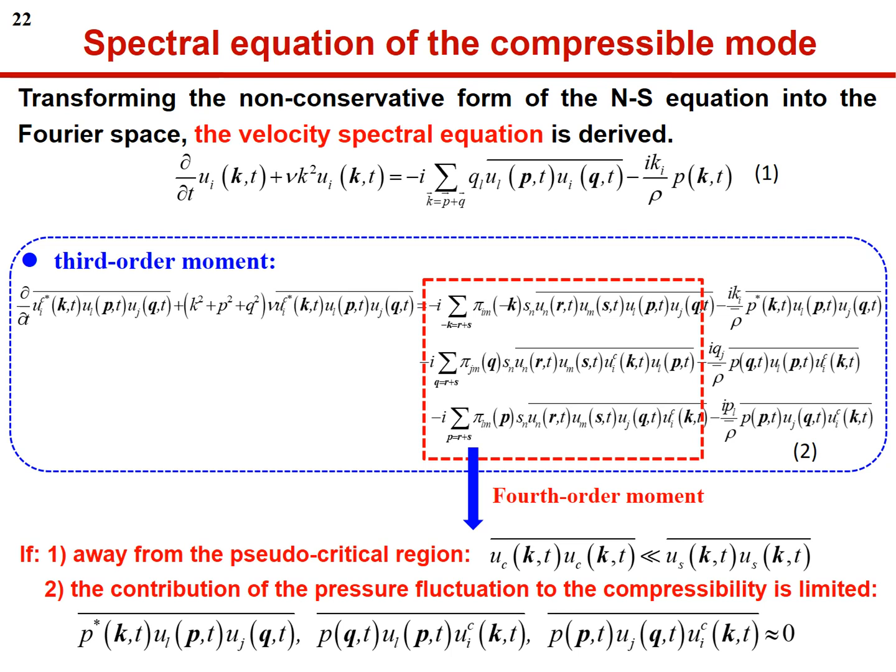If the flow temperature is away from the pseudocritical region, the energy spectrum of the compressible mode is much lower than that of the solenoidal mode. According to this, we will simplify the transport equation of the third-order moment. Also, note that the contribution of pressure fluctuation is limited since the pressure fluctuation-related moments are negligible when the Mach number is below a certain value.